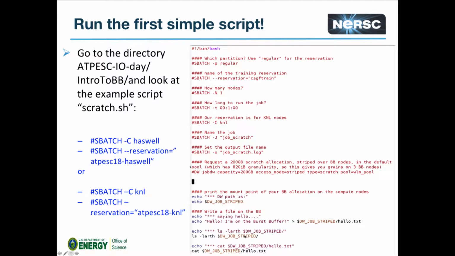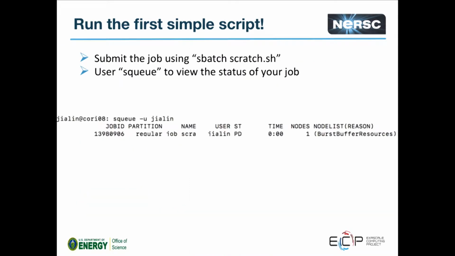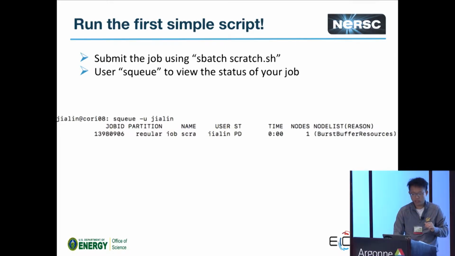To run this script, just use sbatch scratch.sh. After submitting the job, you can query the status of your job using squeue minus u and then your username. You can see something like that. It reports the status of your job, whether it's configuring all the resources for you or is still waiting in the queue.